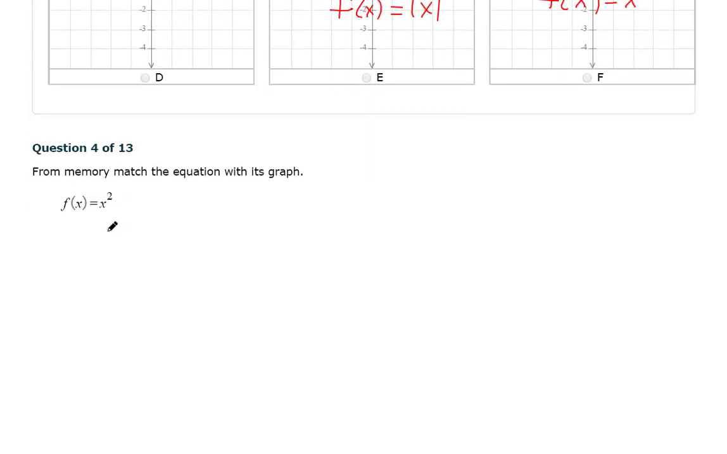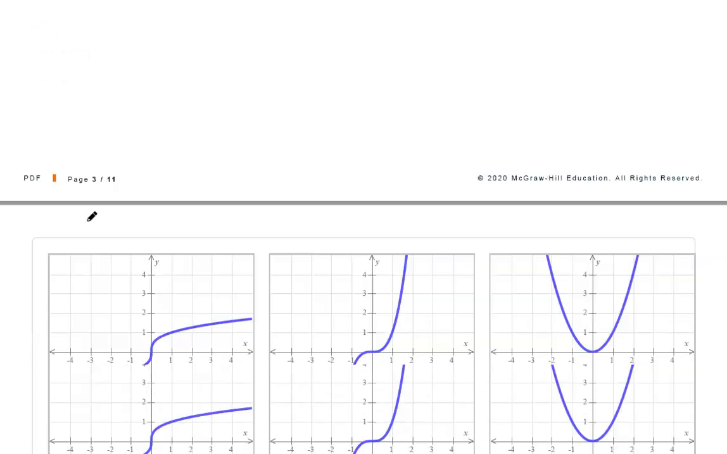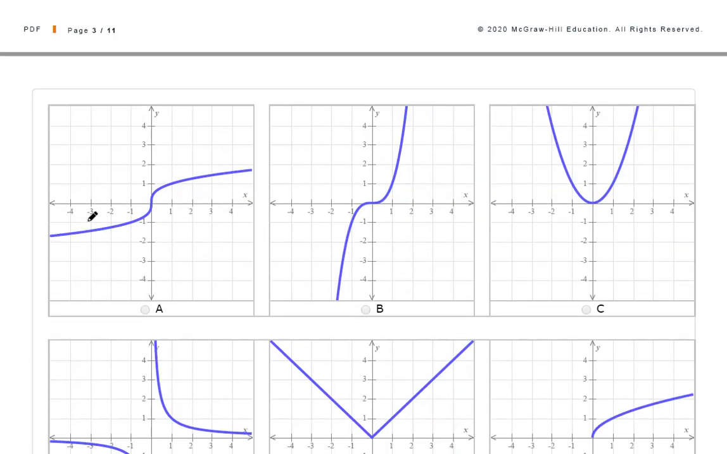All right, question 4. Let's see. F of x is x squared. I think I remember that. That's that U-shaped guy. Yes, it's the U-shaped parabola where the lowest point is sitting here at the origin. So x squared, lowest point is 0 and then grows on the two sides.